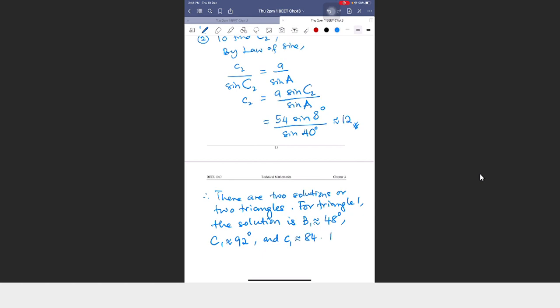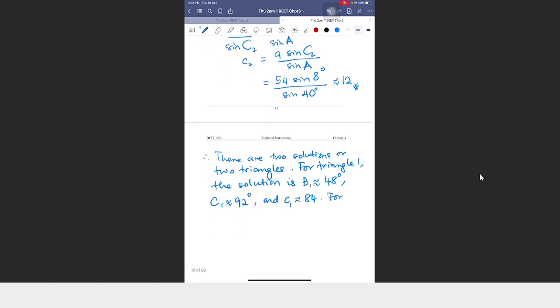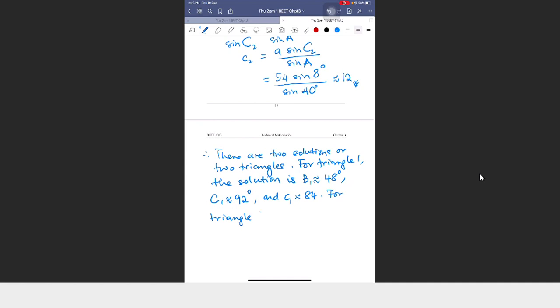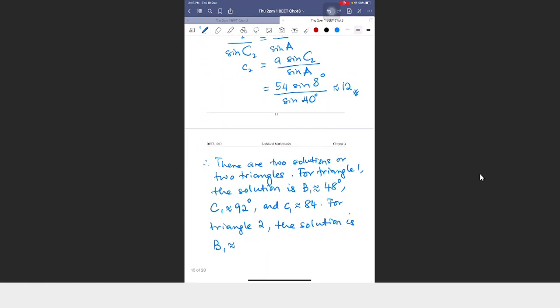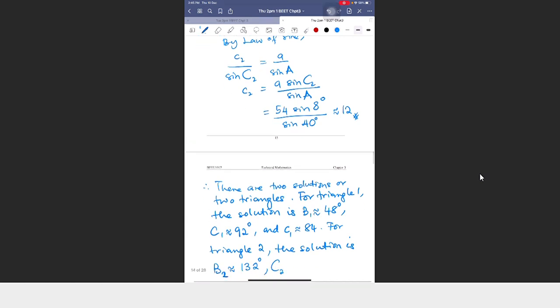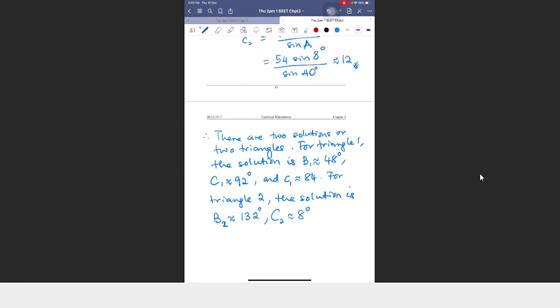Whereas for triangle 2, the solution is: B2 is 132 degrees, and then C2 is 8 degrees, and small c2 is 12 unit length. So that's your solution.